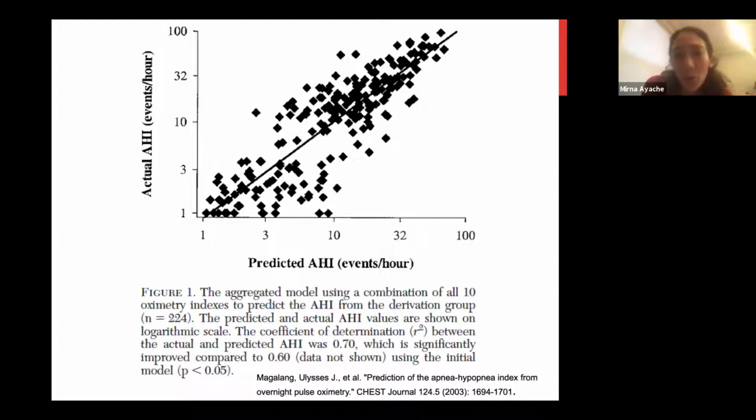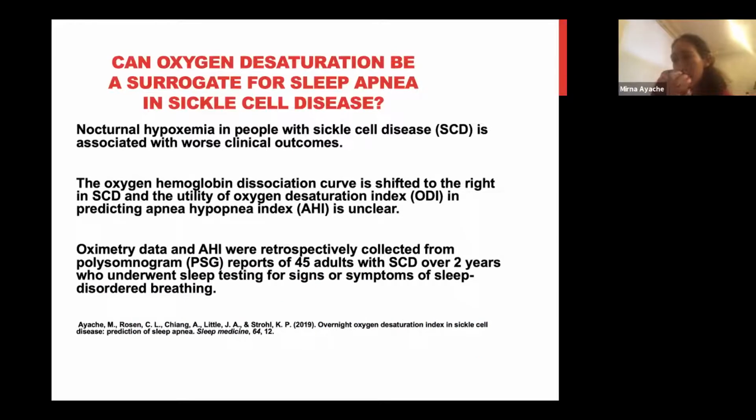So what we were thinking, when I was in my sleep fellowship and working with Dr. Stroll, was about whether this overnight pulse oximetry ability to evaluate for sleep apnea applies to special populations. For example, in COPD patients, would the ODI still predict sleep apnea on pulse oximetry? And the population that we looked at specifically was sickle cell disease patients.